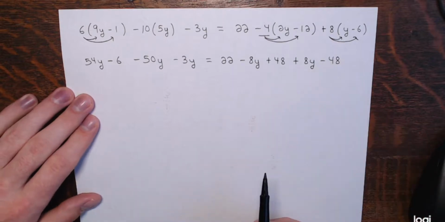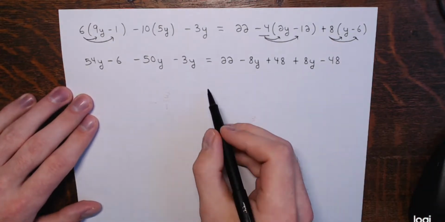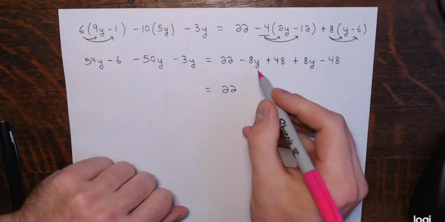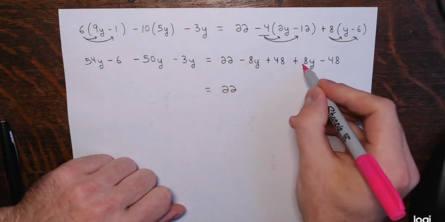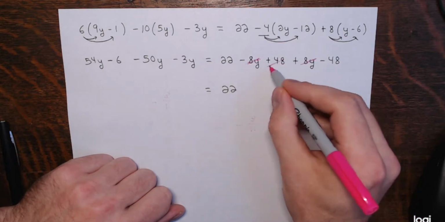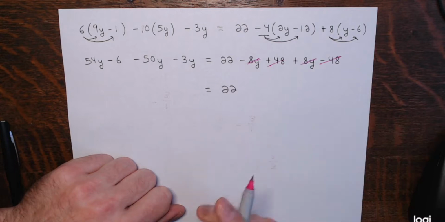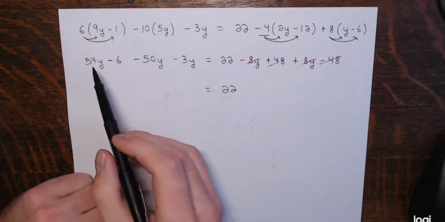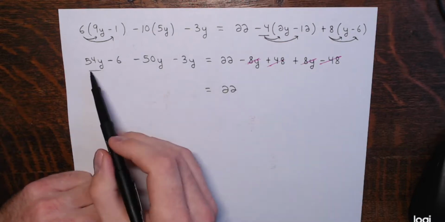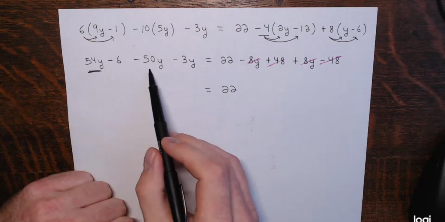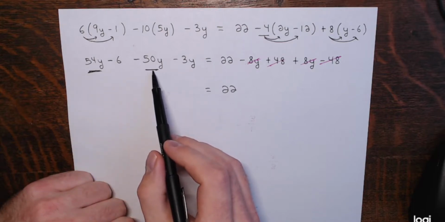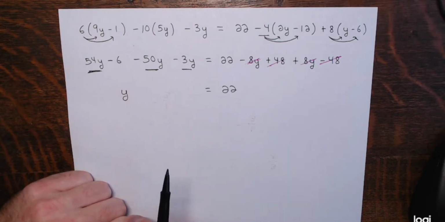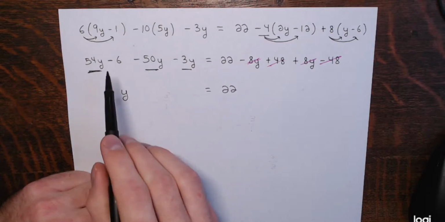Alright, so the right side's actually real nice. It's just 22. Because negative 8y plus 8y makes 0. And then positive 48 and negative 48 when added make 0. So really all you're left with is 22 on the right side. And then over here on the left side, 54y minus 50y would be 4y, but then minus 3y would be 1y. So you end up with 1y after combining all the y terms. Then you still have this minus 6 term though.